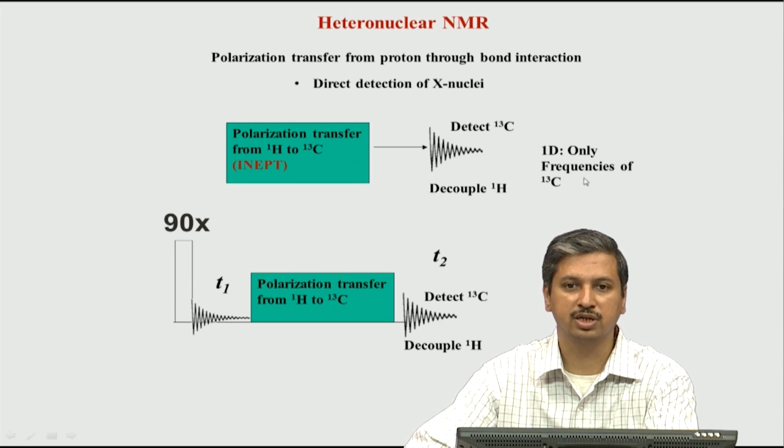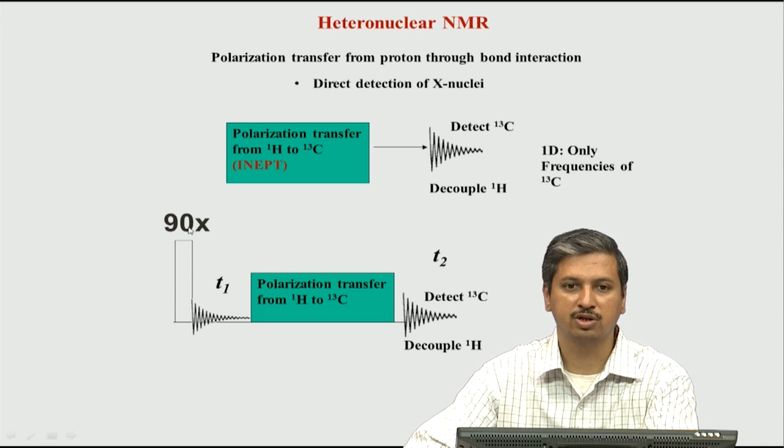How can we convert this experiment into a 2D? This is how we can do it, as shown here. First, apply a 90-degree pulse on hydrogen. So, this will be a proton pulse, not carbon. Okay, we will see this in a short while.